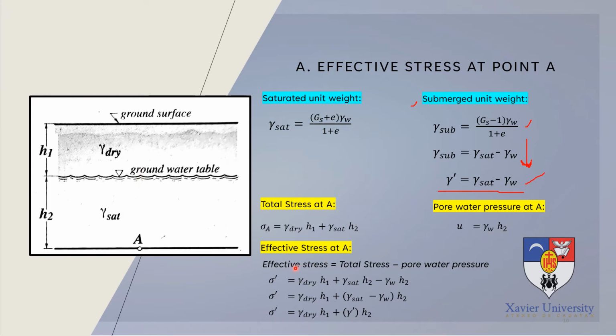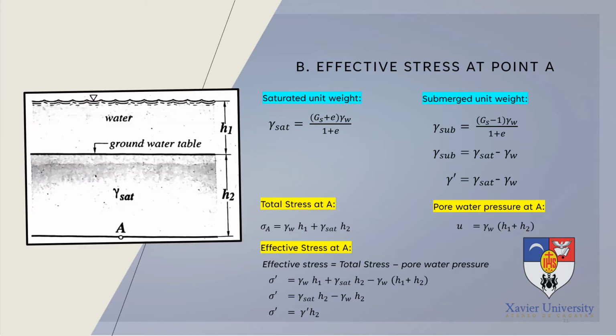So our effective stress can be calculated by subtracting our pore water pressure from our total stress, or we can directly solve it through this equation: gamma dry times H1 plus the submerged unit weight, which is gamma sat minus gamma water, times H2. So you can directly use this one, or subtract this one and this one, or use this equation. It's up to you.